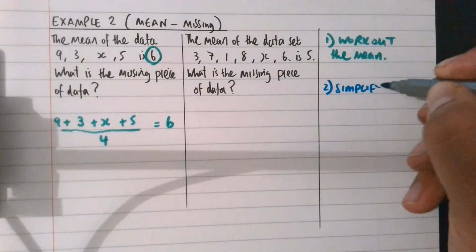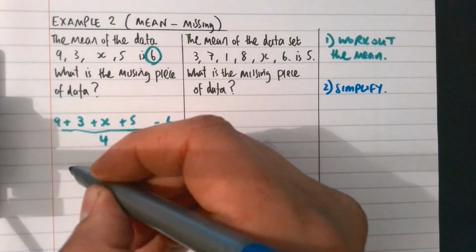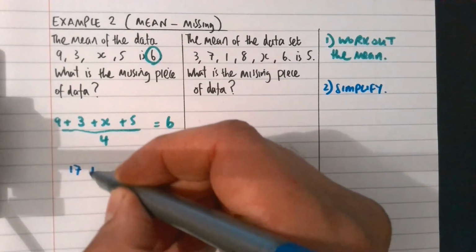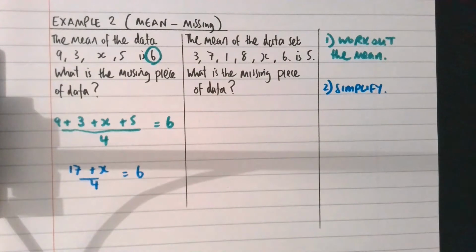So we're going to simplify the numerator. I'm going to add those together, a little bit of collecting like terms. So I end up with 17 plus x all over 4 equals 6. And now I have a linear equation with a fraction.